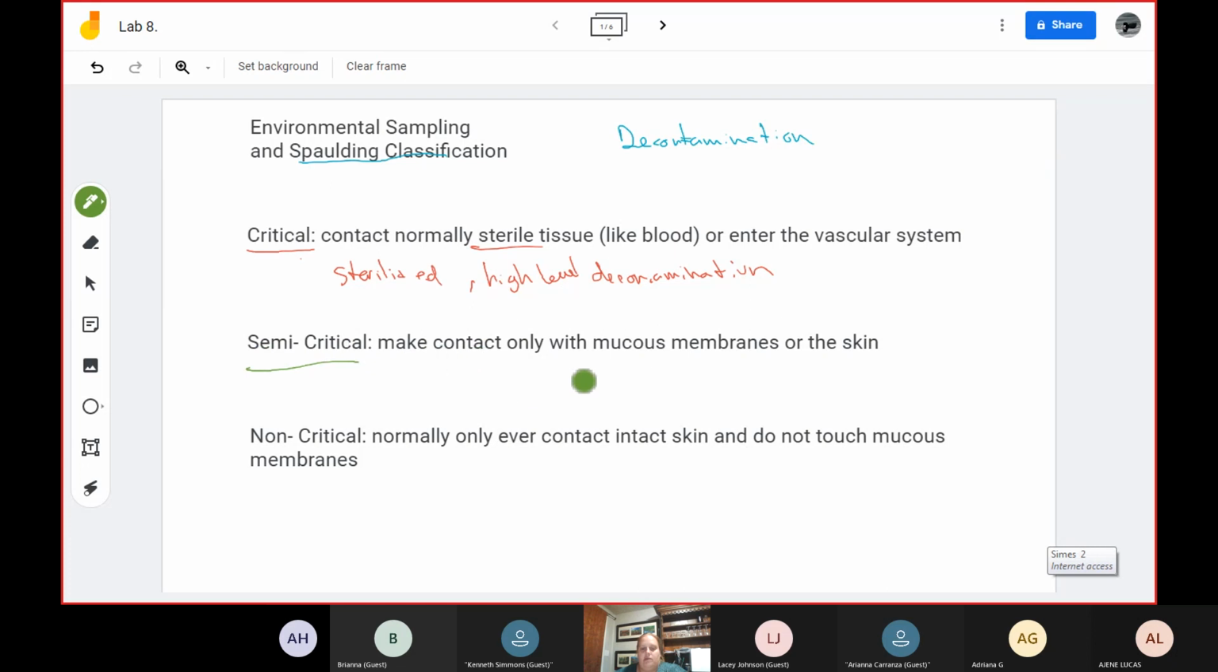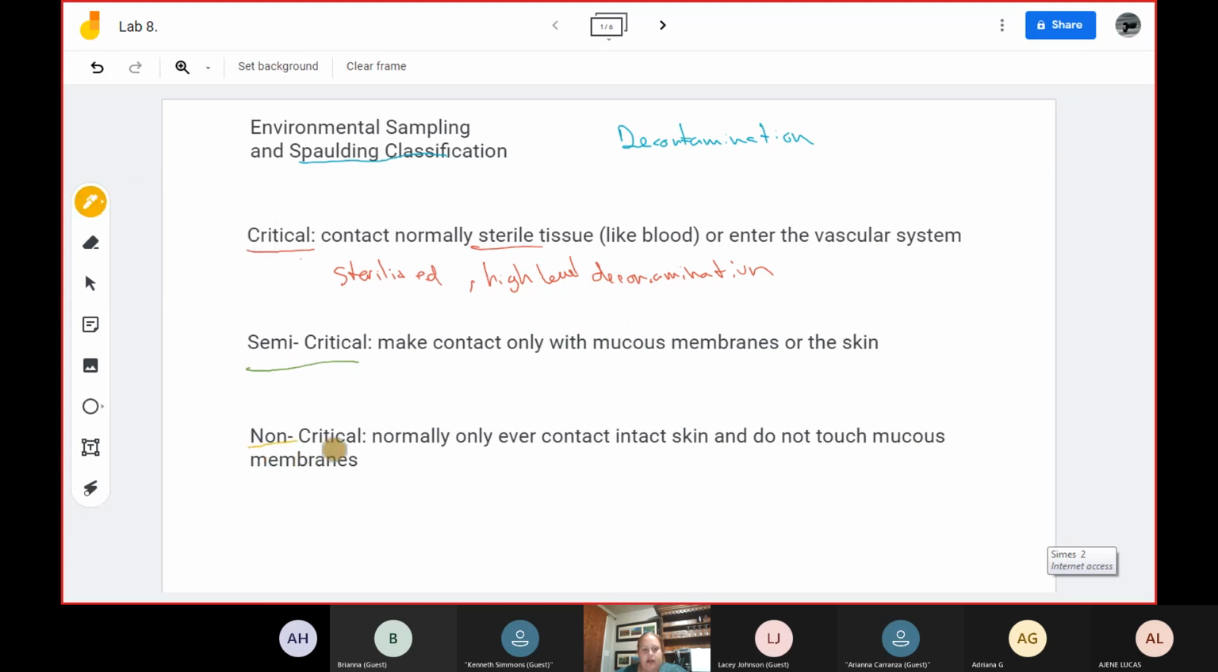Semi-critical would be things that only make contact with your mucous membranes or the skin. So these are things that can be invasive, but they're usually only touching your skin or the inside of your mouth. So if you think of the dentist, they have to do a lot of decontamination because they reuse equipment as well. So think of like dental mirrors, picks, those kind of things. And because those are all touching your mucous membranes.